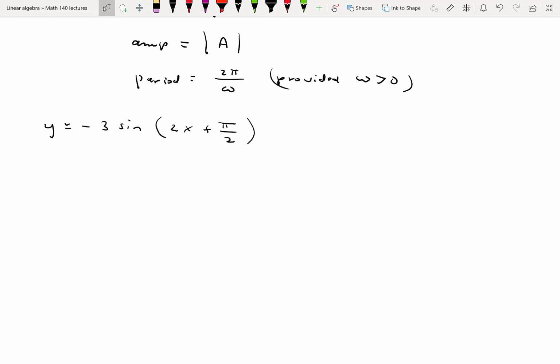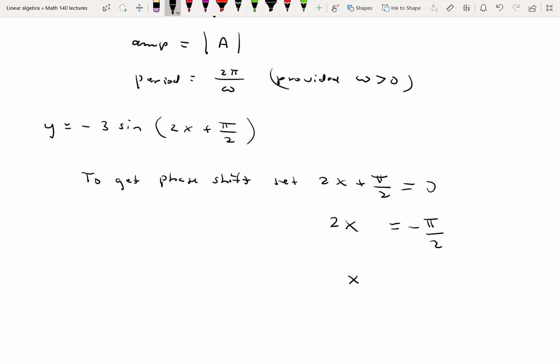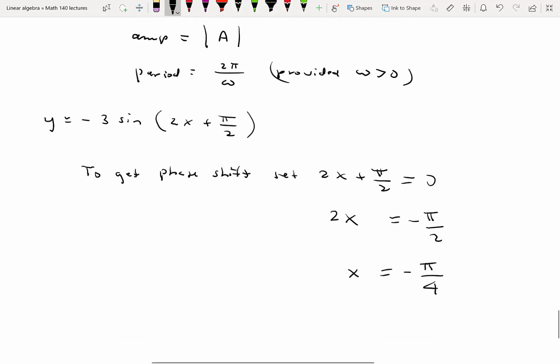You get the phase shift by setting the angle equal to 0. To get the phase shift, set the angle, in this case 2x plus pi over 2, equal to 0. The phase shift is the new starting point. This says 2x equals negative pi over 2, so we divide by 2. We already solved it: x equals negative pi over 4. That's how you get the phase shift.